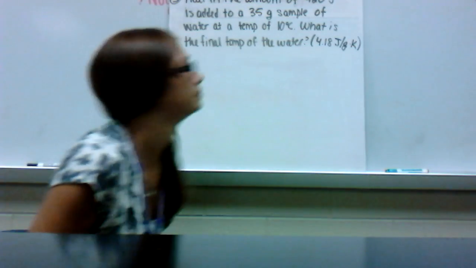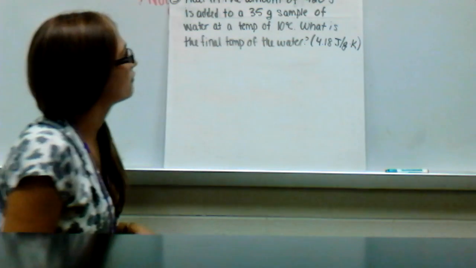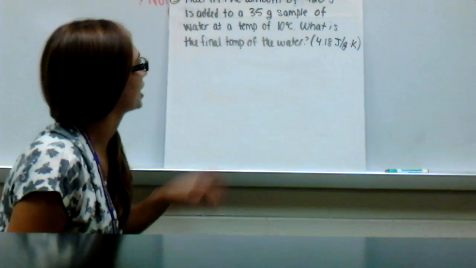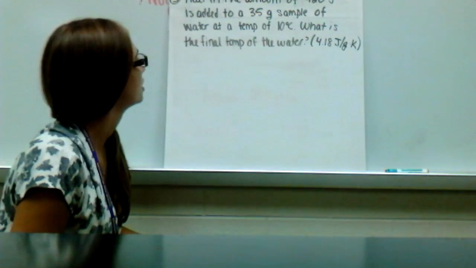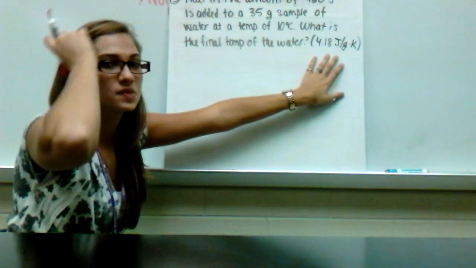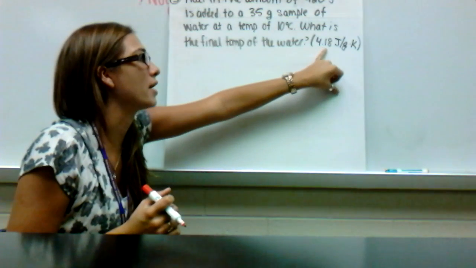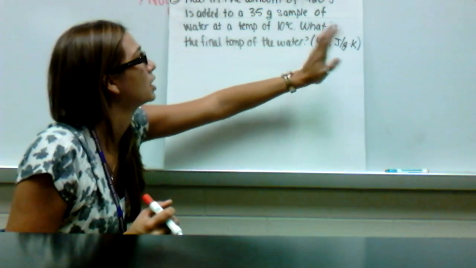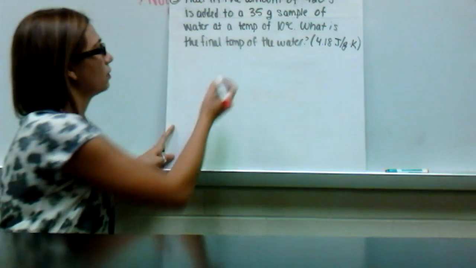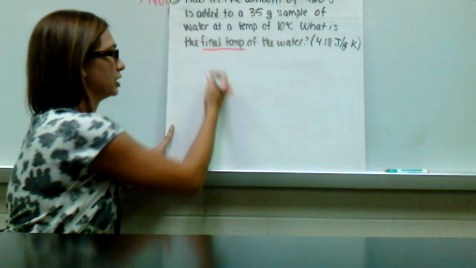This is our last problem. Heat in the amount of 420 joules is added to 35 gram sample of water at a temp of 10 degrees Celsius. What is the final temperature of the water? So here I'm telling you that the specific heat of water is 4.18 joules divided by grams Kelvin. So we're trying to figure out the final temperature.